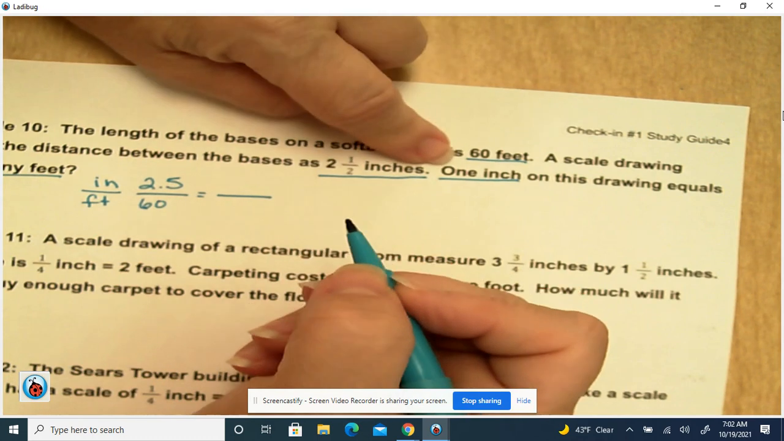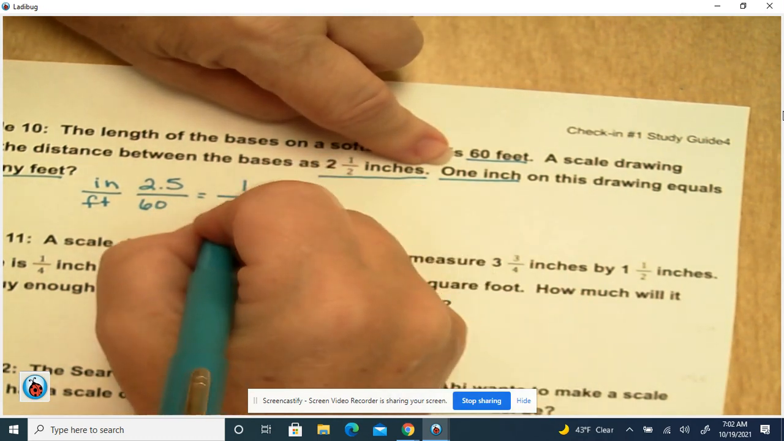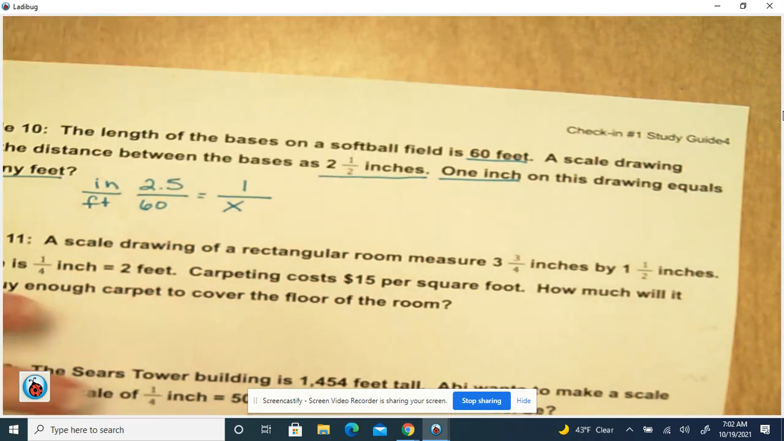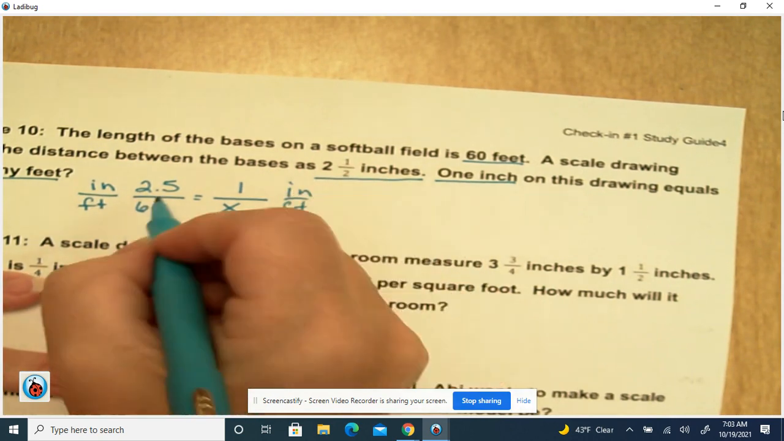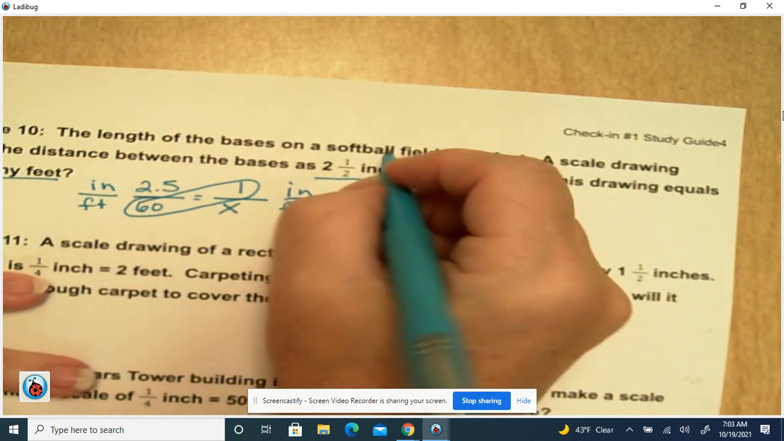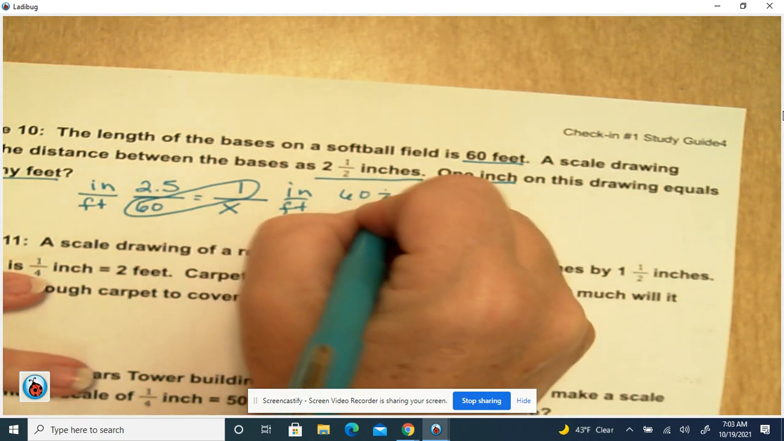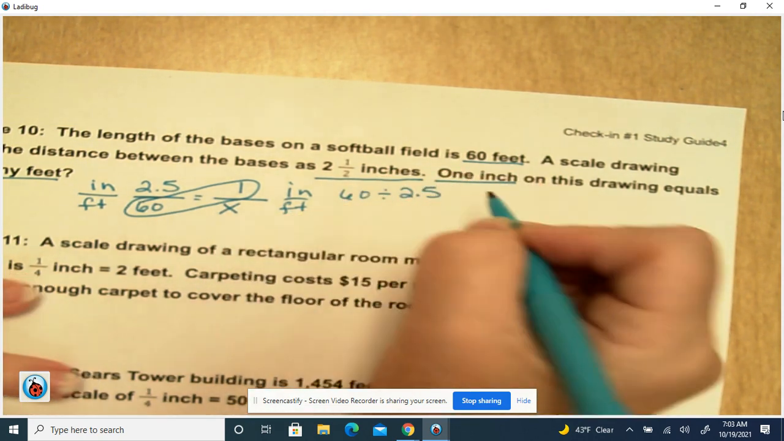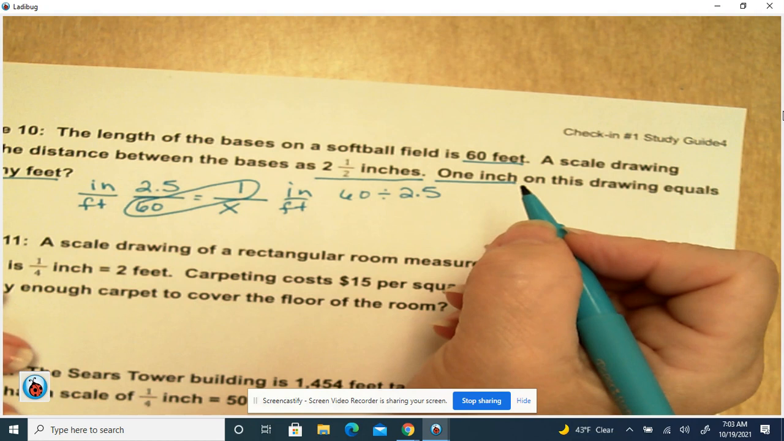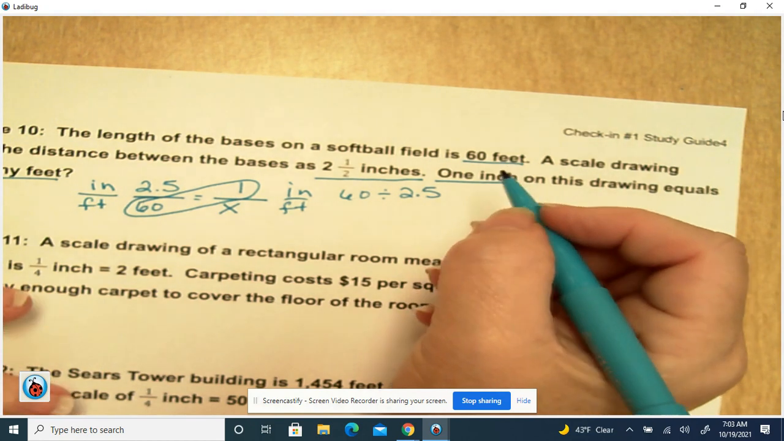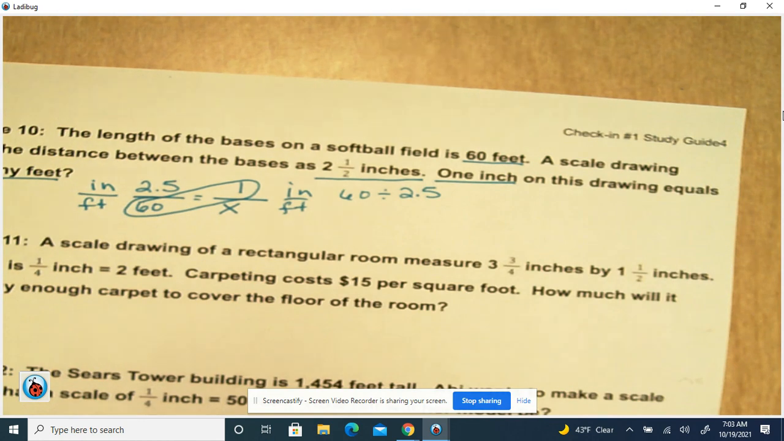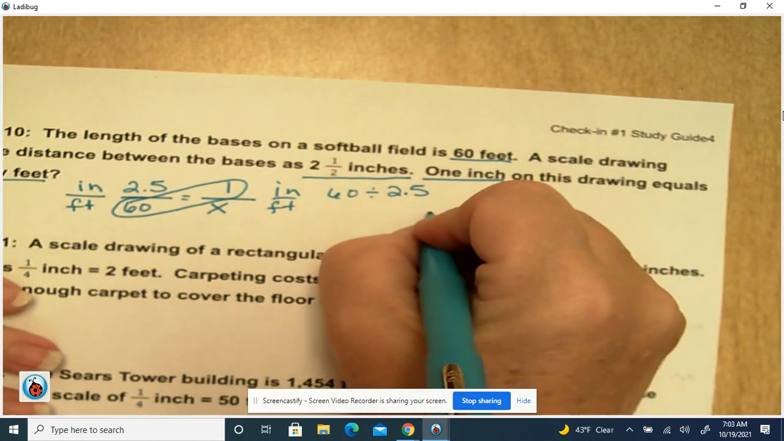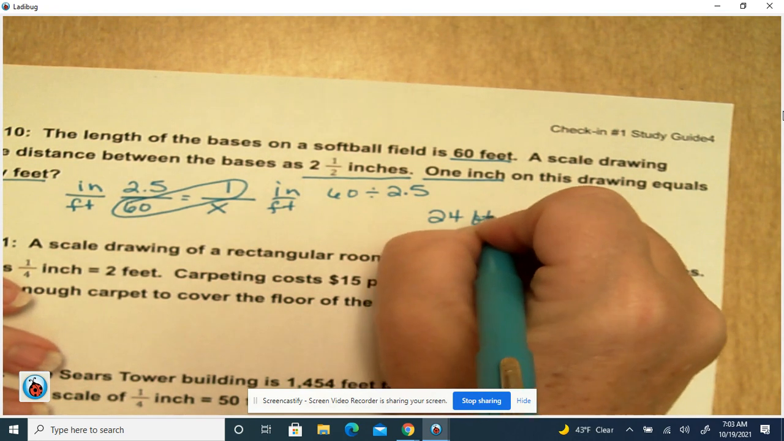All right, 1 inch would go at the top, and it wants to know how far on the drawing what that equals. So this is inches and this is feet. So we multiply these, and then we come up with 60 divided by 2.5, and that gives us 24 feet. That's 24 feet is your answer there.